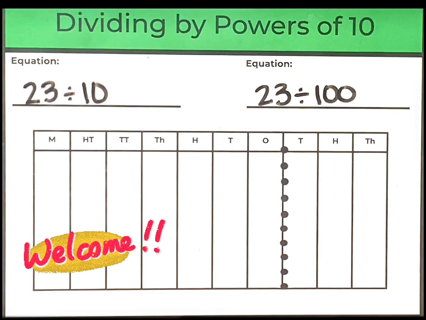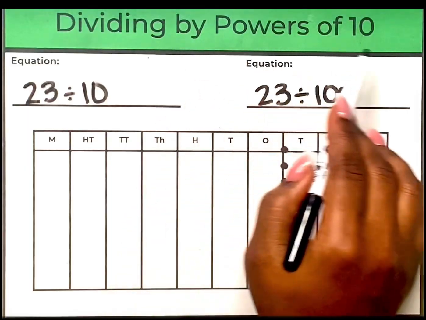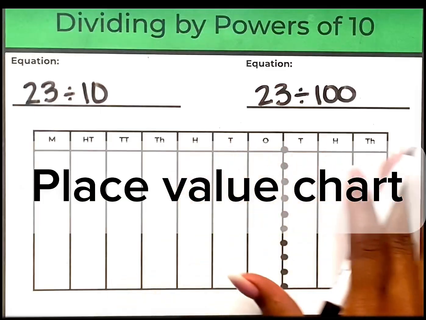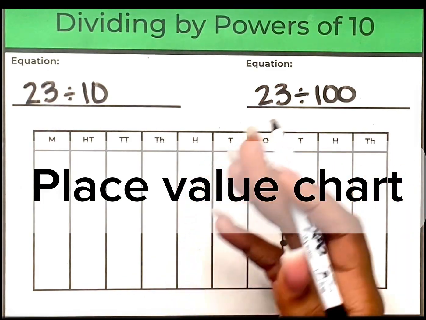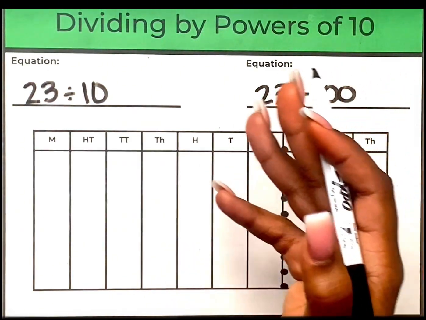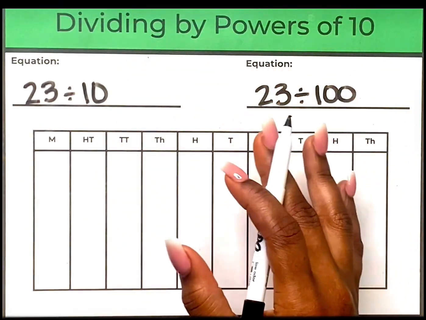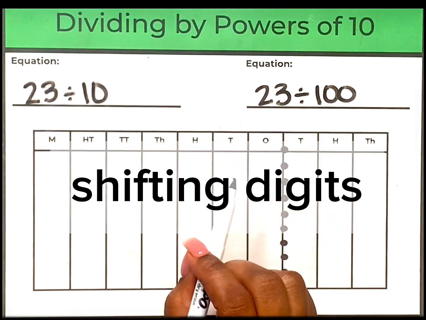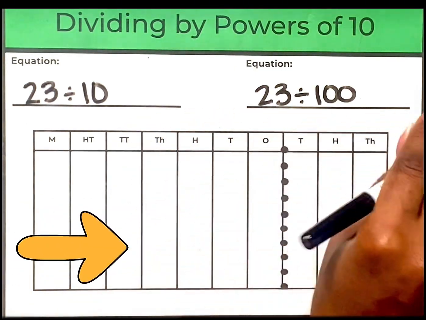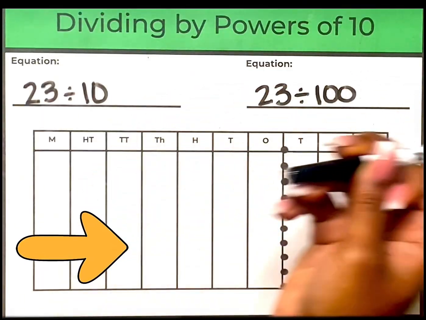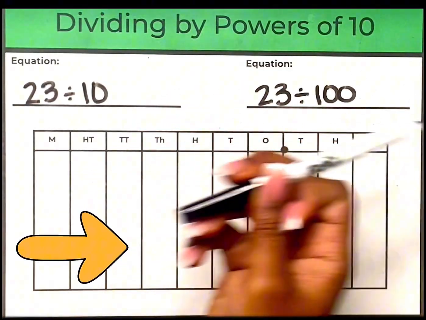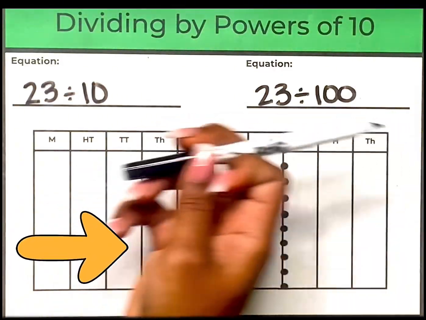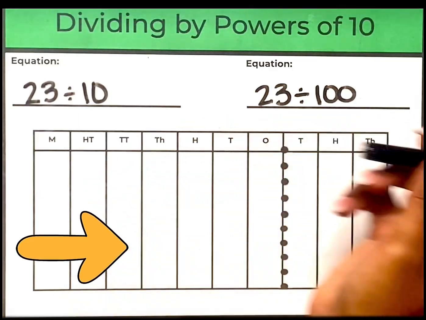Let's get started. Today we're going to practice dividing by powers of 10. To do that, the strategy we're going to use is the place value chart. Because when we're working with powers of 10, if we're dividing or multiplying, we're simply shifting digits. If we're dividing, we're shifting our digits to the right, which means they're going back, which also means that they're going to be smaller. We want to create smaller values by shifting back or to the right.